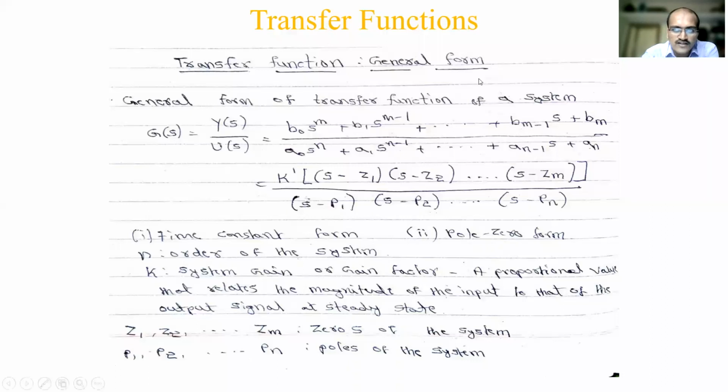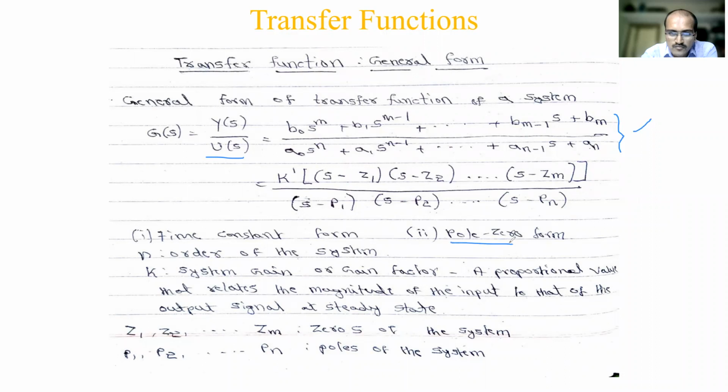So the general form of the transfer function is given like this. It is Y of S by U of S. This is the time constant form, what I have shown above. B naught S to the power M, B1 S to the power M minus 1, up to Bm, and similarly A naught S to the power N plus A1 S to the power N minus 1, like that. So this is the time constant form. Another one is the pole zero form.